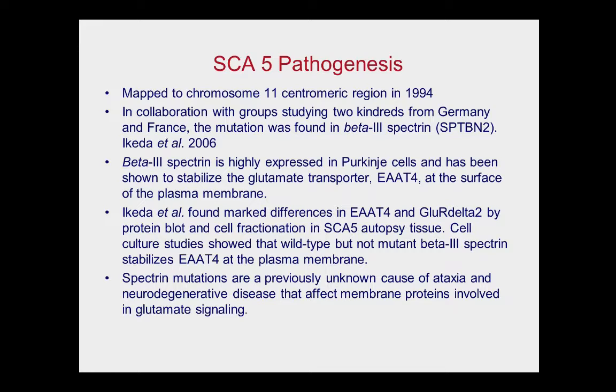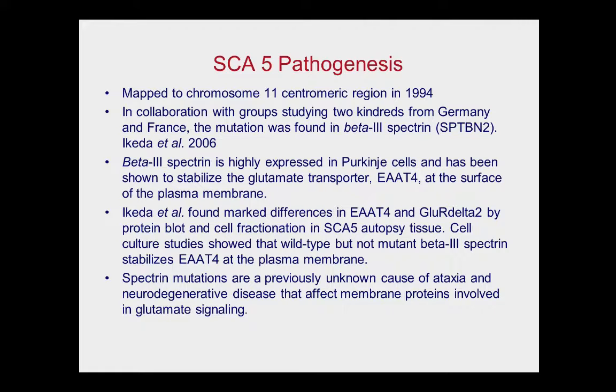This was work she had a postdoc in her lab named Yoshio Okeda who did much of this work. And beta-3 spectrin is highly expressed in Purkinje cells, and it's been shown that it stabilizes the glutamate transporter, excitatory amino acid transporter 4. And this is a very important protein because it inactivates glutamate in the synapse. And so if that is not where it's supposed to be, cells can be overstimulated by glutamate, and that can cause injury to cells.